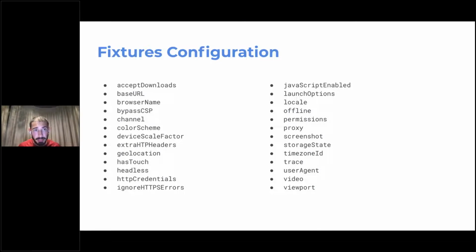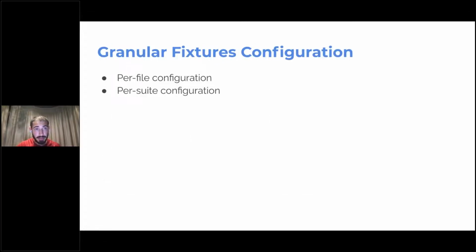So there are many different fixtures you can use for configuration, and there are at least 2 dozens of them here. And these all come bundled out of the box with Playwright Test. And fixtures are actually a very powerful concept, and the reason they are powerful is that you can not only configure them in your Playwright configuration file, but also you can have a more granular fixture configuration, which is either per file or per test suite.